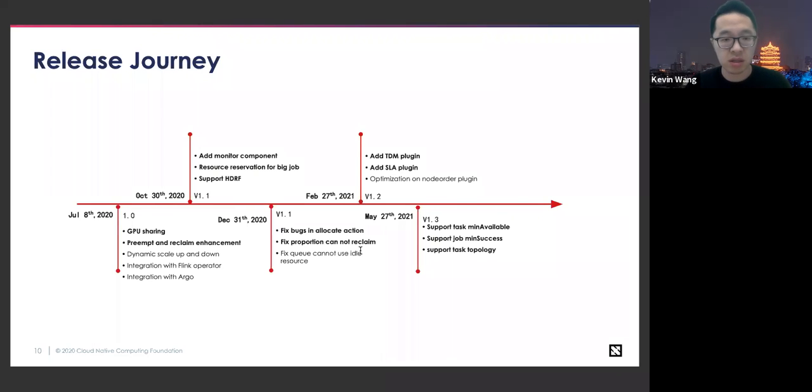We also added metrics support to expose more intermediate status of the cluster. And we supported hierarchical DRF to better balance the resource allocation between different teams. And also in the recent releases, we added more support to better cover some of the corner cases of running workloads if the resources are very limited, or if people want to improve the success rate from the whole workload level.